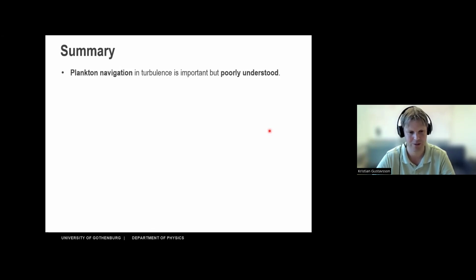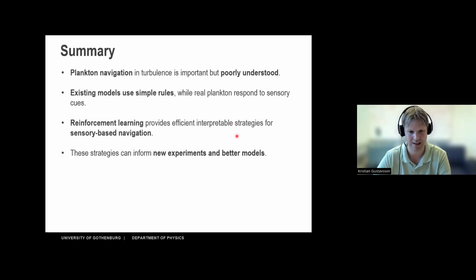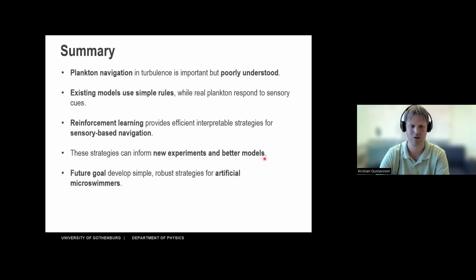So that's why we looked at reinforcement learning to find sensory-based navigation strategies. And these can inform new experiments to help try to identify what the microswimmers or plankton do in nature, and we can make better models. And in the future, the aim is to develop simple, robust strategies for artificial microswimmers, which has endless applications, as I described in the introduction.